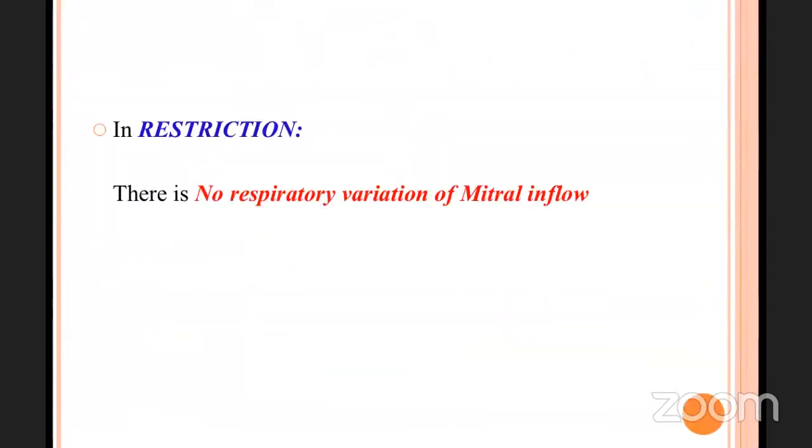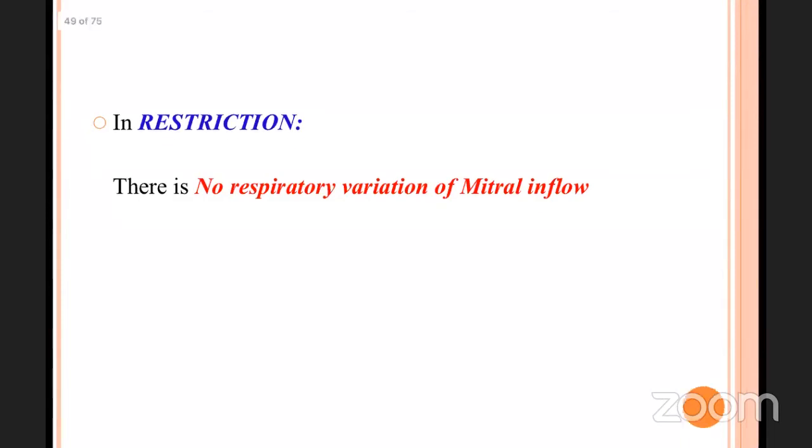In restrictive cardiomyopathy, this does not happen. So the respiratory variation of the mitral inflow does not happen. If the respiratory variation of the flow Doppler is not present, it is more likely to be a restriction. If the respiratory variation of the mitral inflow is exaggerated, that is, from 10% it goes to 25 to 30%, it is more likely to be constrictive pericarditis.